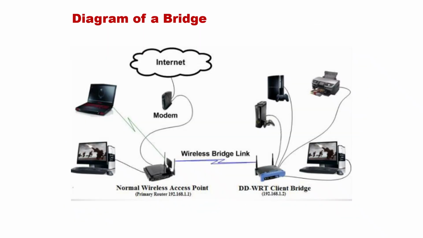Here is a diagram of a bridge. Here we can see a network where we have wireless access points. We are creating a wireless bridge link between the various devices. In this wireless access point, we are connecting 3 devices. Likewise, in the other one also we have many devices.